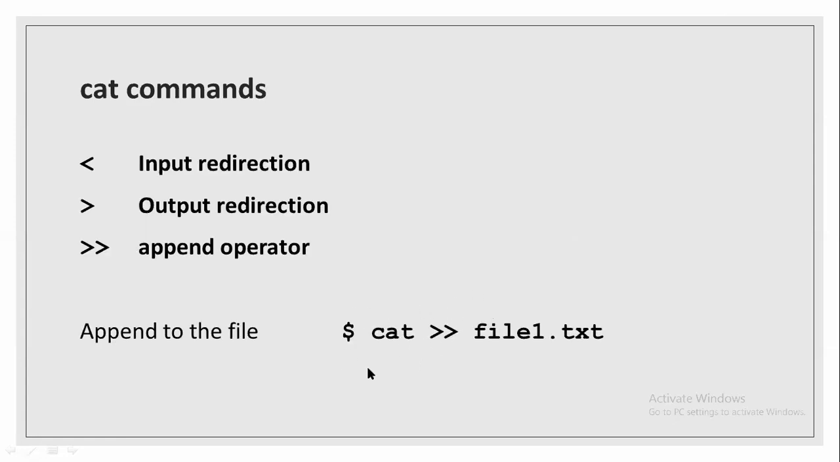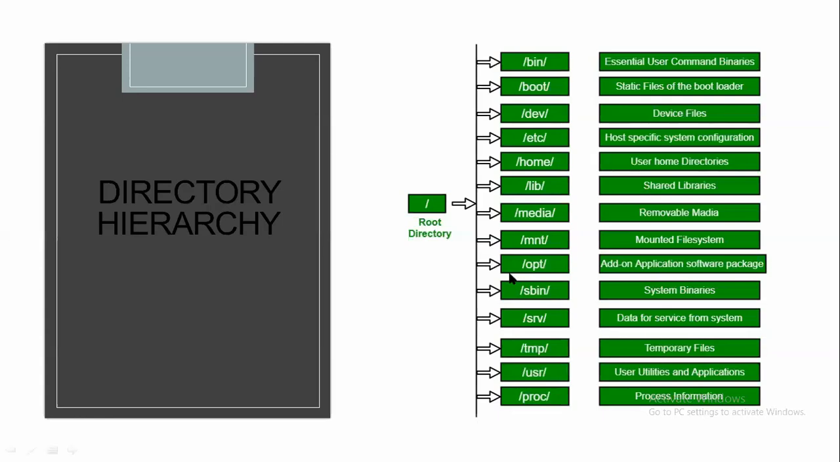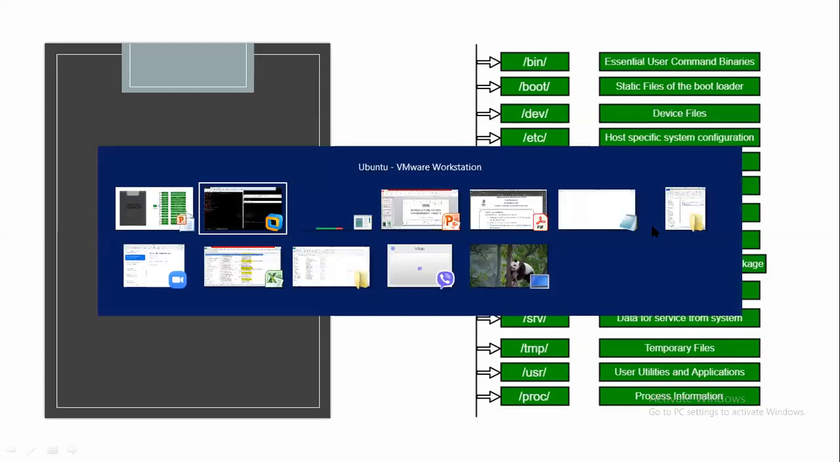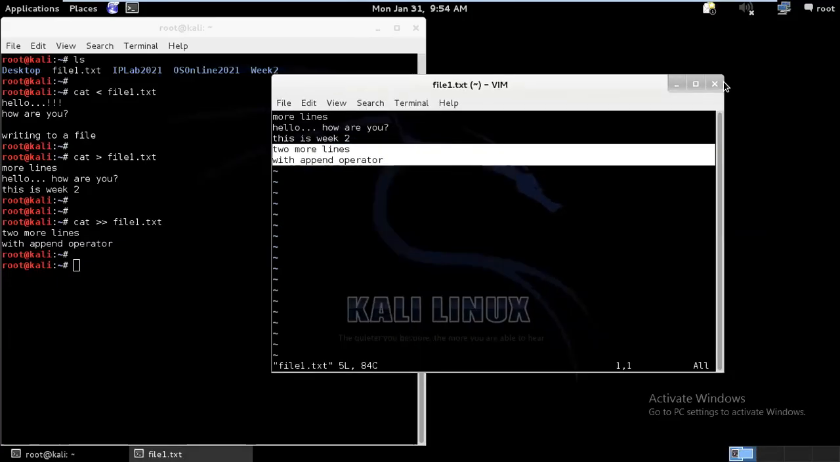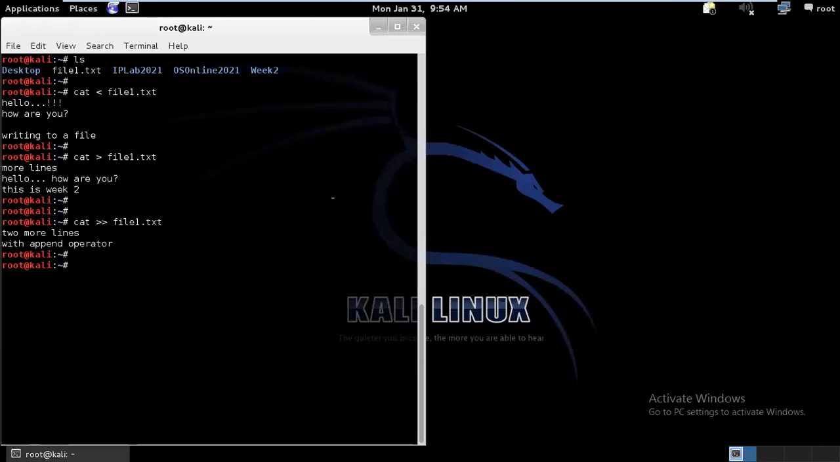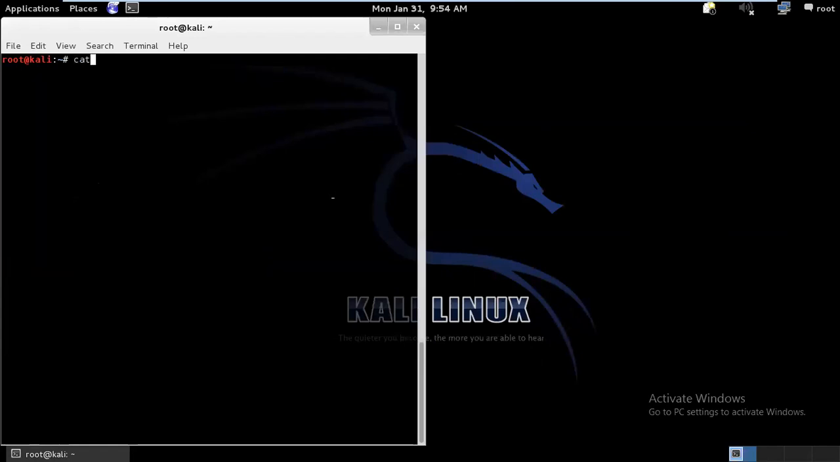Okay, so here we have the append operator, and how to use the append operator to modify a file with 2 greater than signs. Remember, no spaces in between. Then we have to know about a few more commands before coming to the directory hierarchy. So I'm going to show how to work with the head and tail commands.